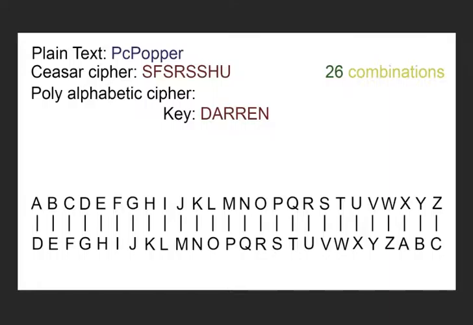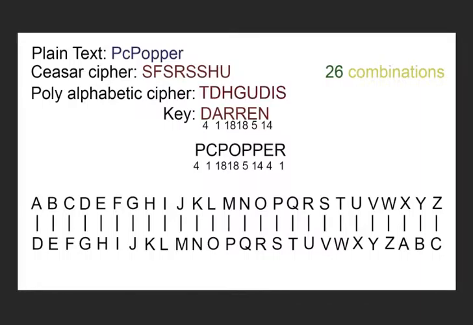Then it figures out for each letter what is the number that's associated with it. In this case, 4, 1, 18, 18, 5, 14. And then it uses that to shift each individual letter that many times. Unfortunately, because my key is shorter than my actual length, you have to start repeating it, which leads to it being able to be broken by just figuring out how long the actual key is, then you can use that.